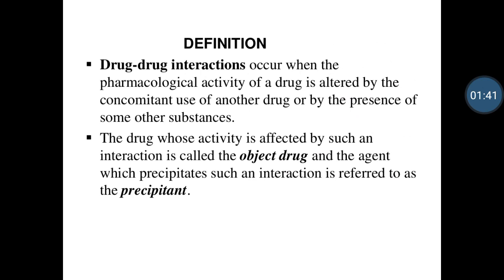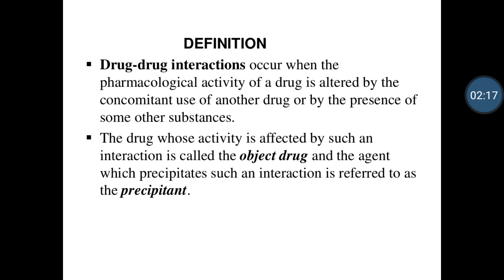Definition of drug interaction: a drug interaction occurs when the pharmacological activity of a drug is altered by the concomitant use of another drug or by the presence of some other substances, meaning it involves two drugs. Altered means change in the activity; somewhere it will be increased, somewhere decreased, or they will produce different types of actions that will be harmful to the body. That is known as drug interaction.